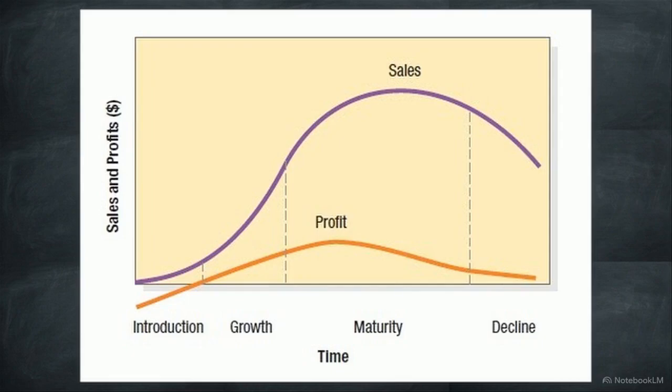This chart tracks the decoupled relationship between revenue and profit over time. The purple sales line and orange profit line follow distinct paths. Notice where the profit curve peaks and drops, even while sales continue climbing.